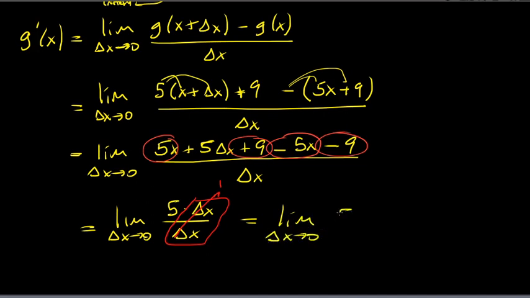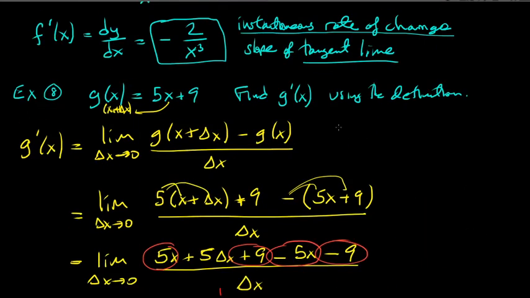Right? And what's the limit of 5 as delta x approaches 0? Well, there is no delta x, right? It doesn't depend on delta x. It doesn't matter what delta x is, right? Delta x could be approaching 5,000 or negative 28. 5 is 5. 5 is a constant. So the limit of 5 is 5. Okay. And then that's the derivative. So g prime of x, here it is again. g of x, the original function, was 5x plus 9. And then the derivative of that function is just the number 5.